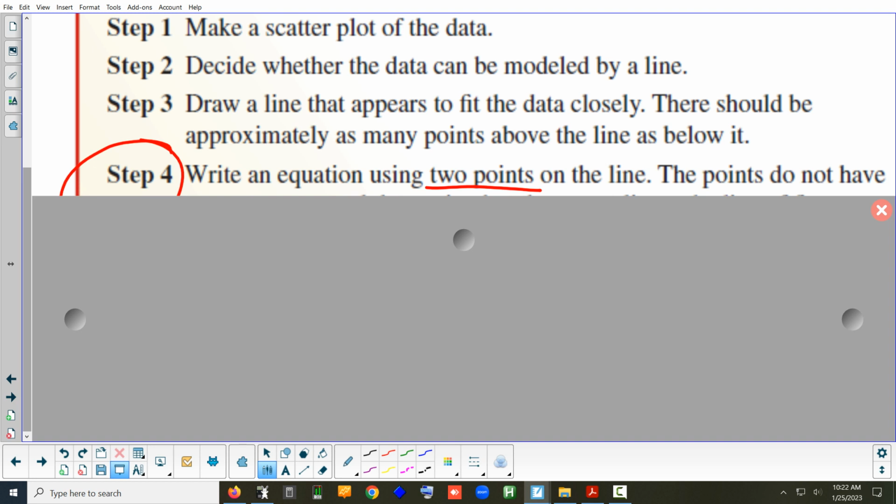Okay, I want to go back to my picture in a second and then just look at that. And then I'll show you the rest. So you need to pick 2 points that are on the line. Let's go back and look.